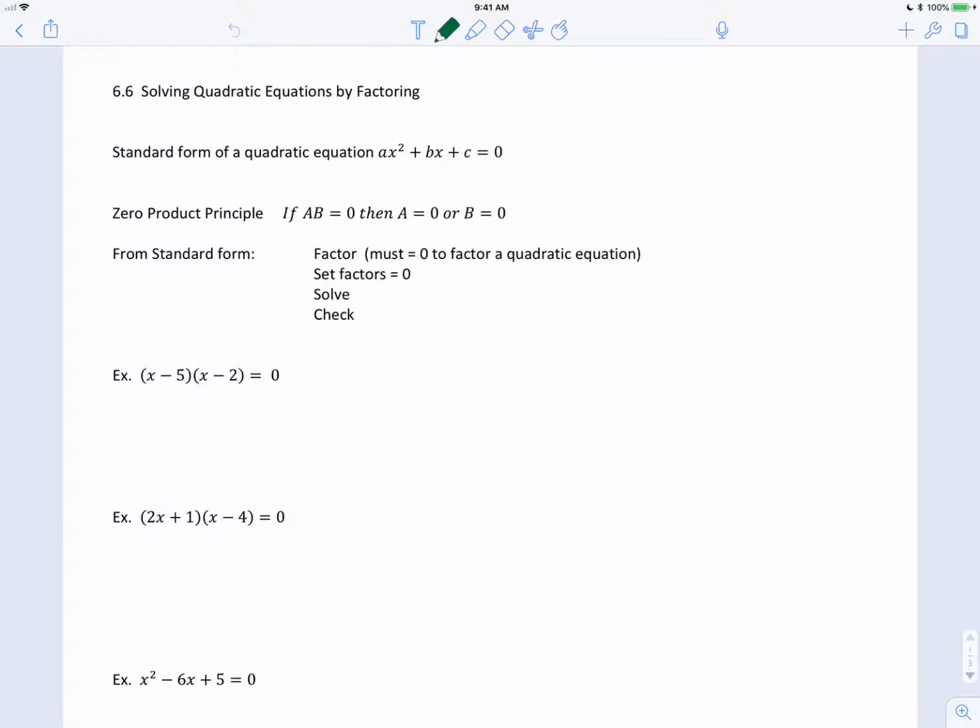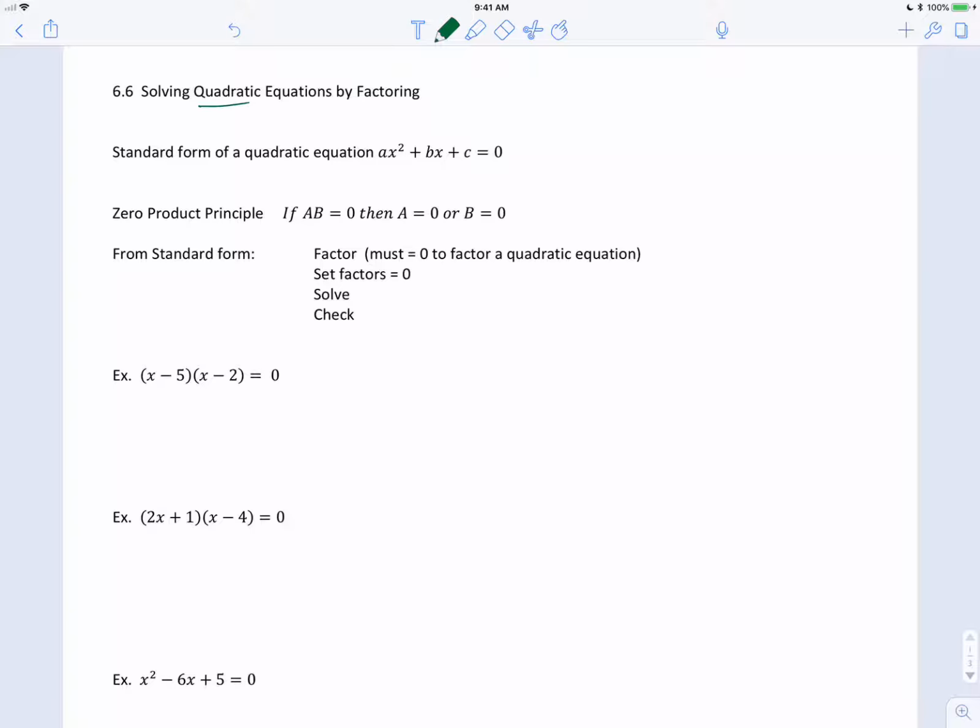Before we get to solving quadratic equations by factoring, I have a couple of jokes. What is a math teacher's favorite tree? A geometry. And why did the two 4s skip lunch? They already ate. Get it? 2 4s, 8.